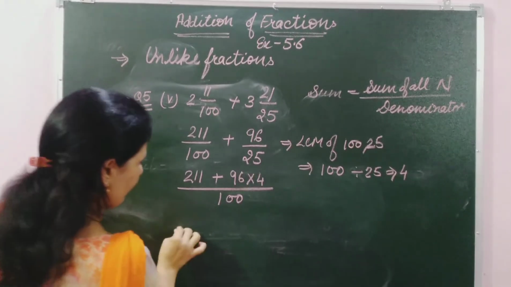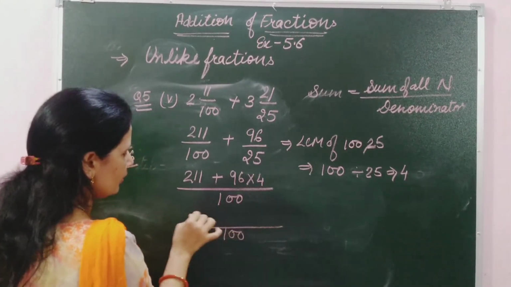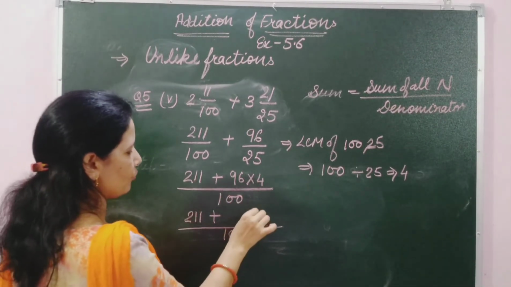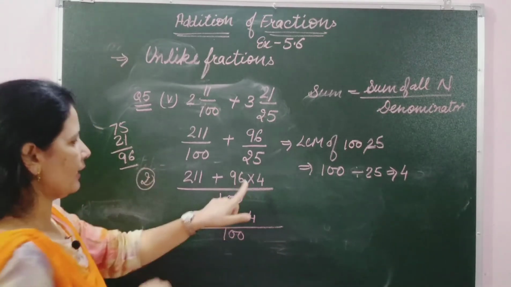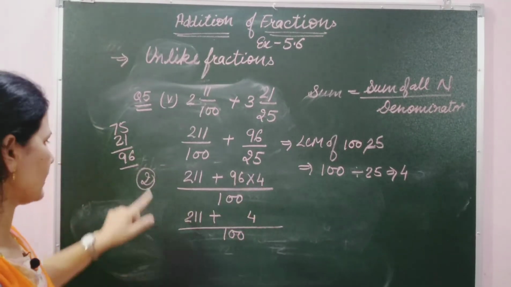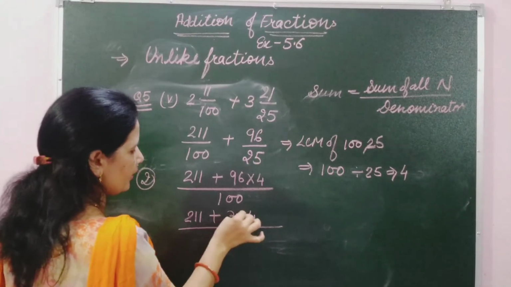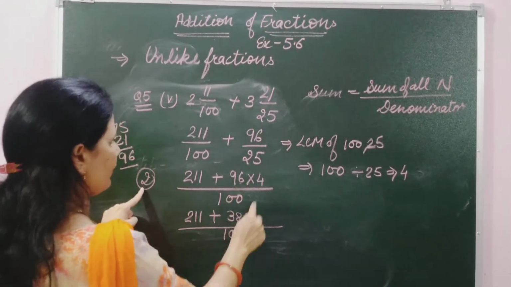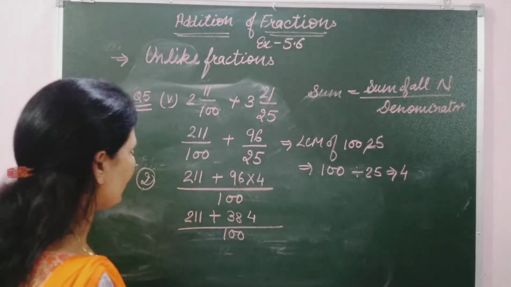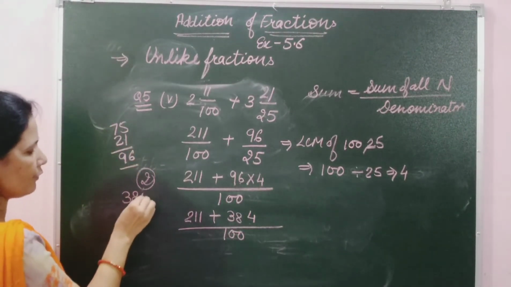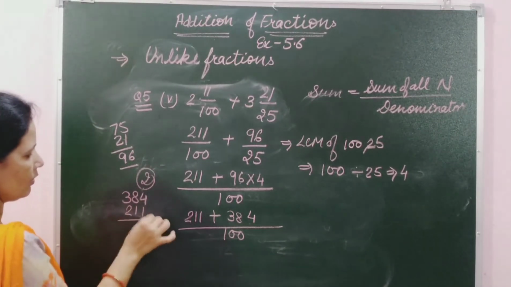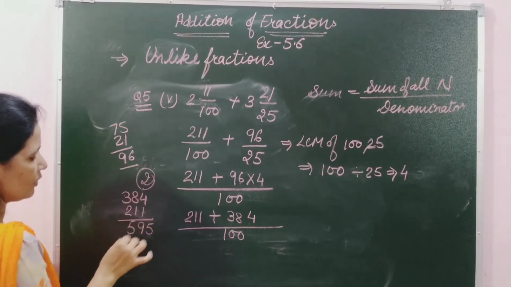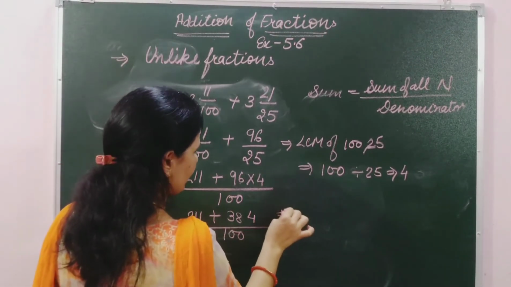We write the common denominator 100, 211 plus, 6 times 4 is 24, carry 2, then 9 times 4 is 36, 36 plus 2 is 38. Now I am going to cross check this calculation again: 4 times 6 is 24, 2 carry, 4 times 9 is 36 plus 2 is 38, so 384. Now 384 plus 211: 4 plus 1 is 5, 8 plus 1 is 9, and 3 plus 2 is 5. So from here we get, students, 595.